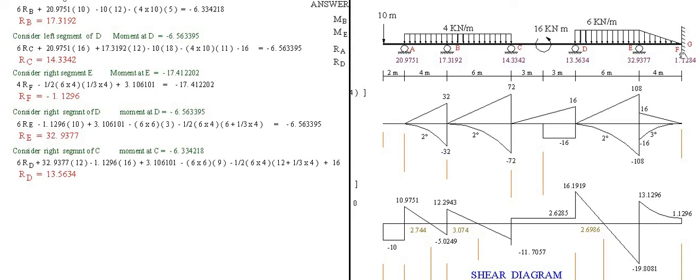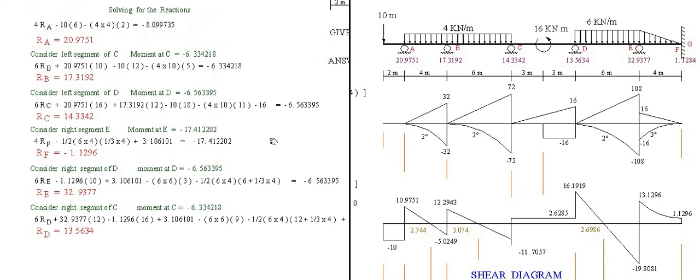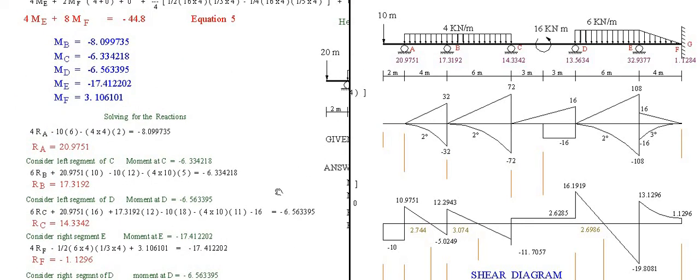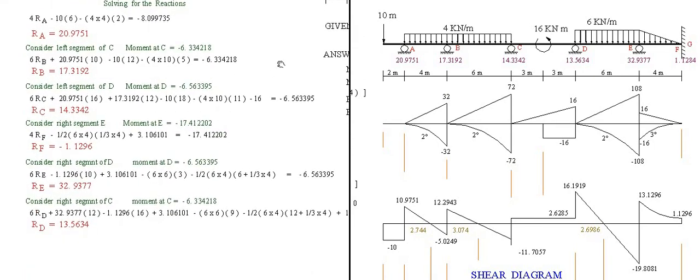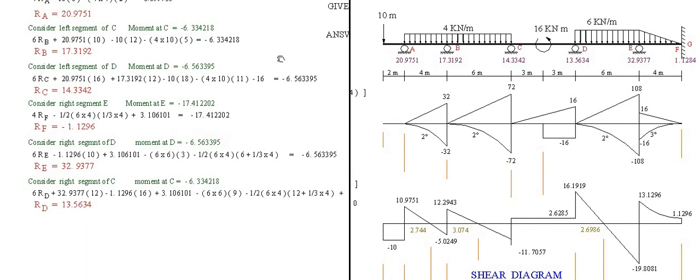Moment at F is positive 3.106. So the moment at E is minus 17 for 1 to 2, and it is counterclockwise.